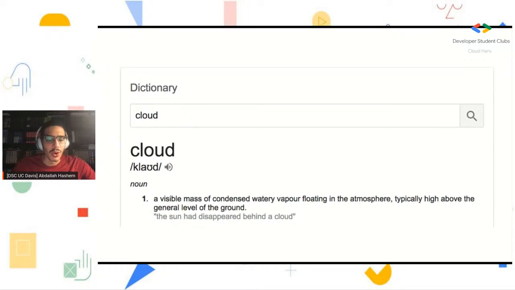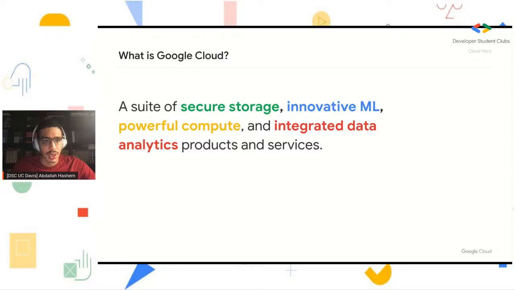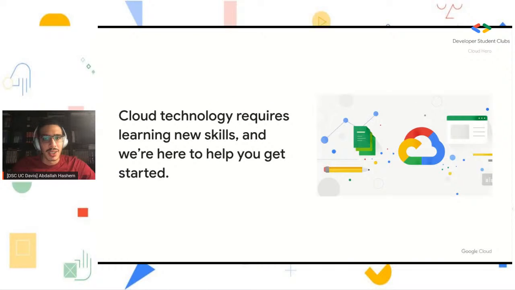And so Google Cloud Platform, or GCP for short, allows us to use the cloud's computing infrastructure to help run our applications. They are a suite of secure storage, innovative machine learning, powerful compute, and integrated data products and services. And so we're going to go over how this could help students in different ways throughout their careers and throughout the projects they've been working on, maybe for a hackathon or maybe some personal project that you're excited to work on.